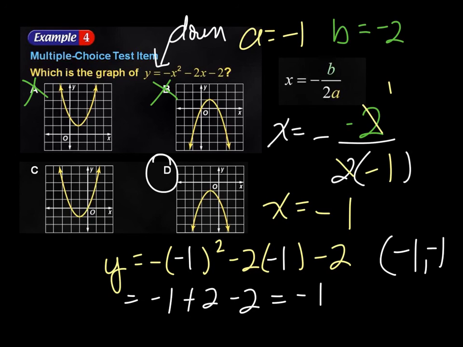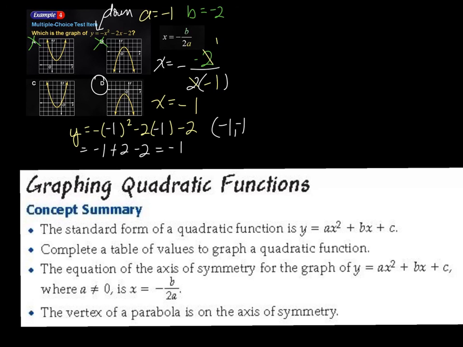Of course, you could also use the table feature and look at all the points you wanted and find it that way. The standard form of a quadratic function is y equals ax squared plus bx plus c. Complete a table of values to graph a quadratic function. The equation of the axis of symmetry for the graph of y equals ax squared plus bx plus c, where a does not equal 0, is x equals -b over 2a. The vertex of a parabola is on the axis of symmetry.